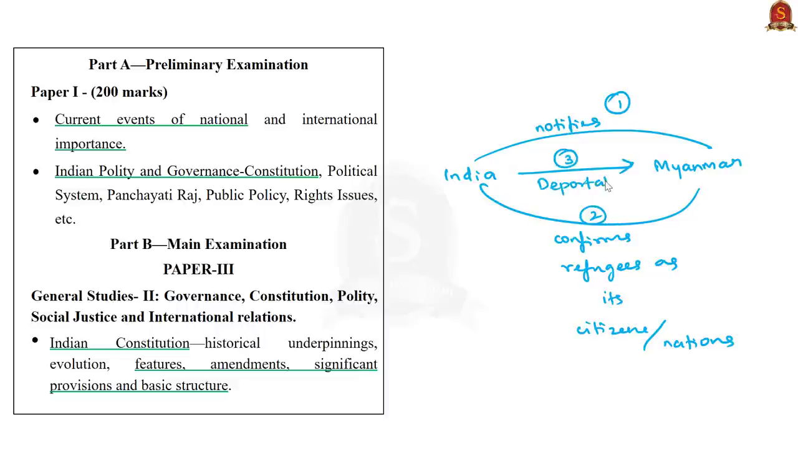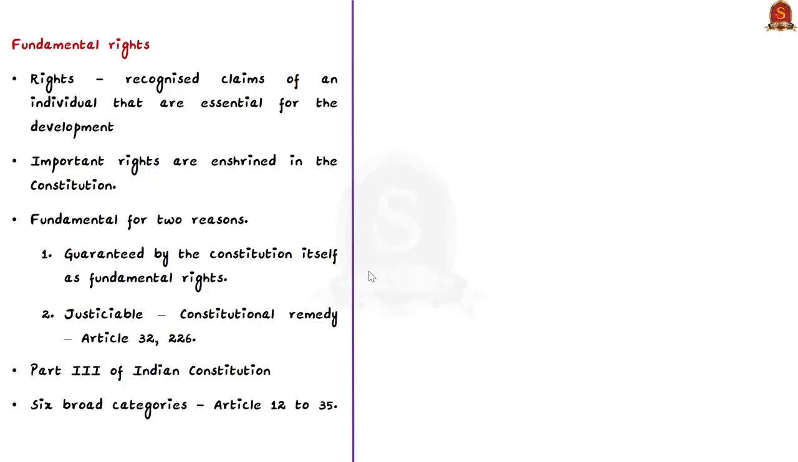So in this light, let us discuss the fundamental rights that are available only for Indians and those which are available for both Indians and foreigners as a matter of right, something that can be claimed as a right. The syllabus relevant for the analysis is highlighted here for your reference. See, rights refer to the recognized claims of an individual that are essential for the development of her or his own self. Some of the most important rights are recognized by the state and enshrined in the Constitution of India. Certain rights are called fundamental rights.